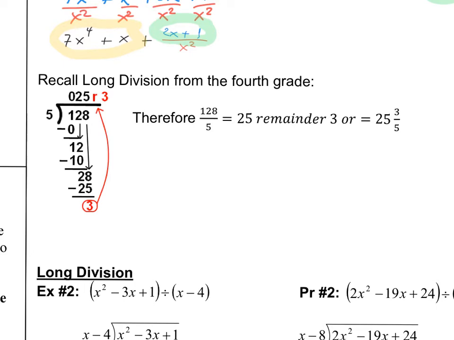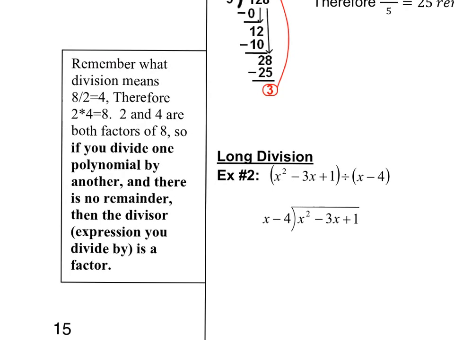When we said back in the day we'd say remainder 3, that means that it's 25. The answer for this problem would be 25 remainder 3, but what that really means is 25 and 3/5. You could just take the remainder and put it over whatever you divided by.